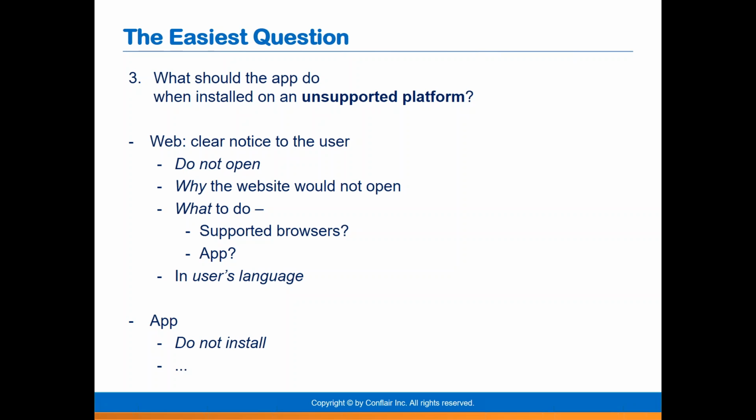Well, of course, we should give a clear notice to the user that this website will not open on this platform, in this browser, and wouldn't open it. But you also, as a test engineer, want to go a bit beyond that and make sure that, A, it's clear to the user why the website didn't open. For example, this browser is not supported, and of course what to do. For example, we support browser such and such, or use our native app. It also needs to be in the user's language. Now here, it might be a step into the usability, but all the same is very important.